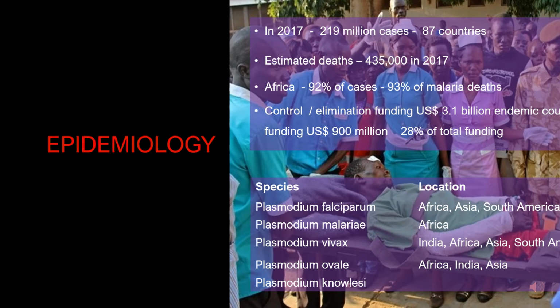In 2017, 219 million cases of malaria were reported in 87 countries. Estimated death reports were 435,000 cases. In an effort to control and eliminate malaria from endemic countries, the total funding contributed exceeds $3 billion US. The US contributed $900 million in an effort to eradicate malaria.